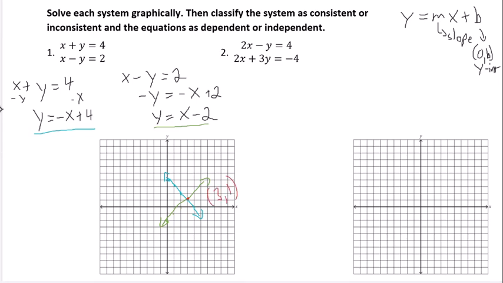3, 1 is our intersection point. Now, because this is a system of equations, you should be able to check your solution. So if you take 3, 1 and plug it in the first equation, 3 plus 1 equals 4. Plug it in the second equation, 3 minus 1 is 2. So that is correct.